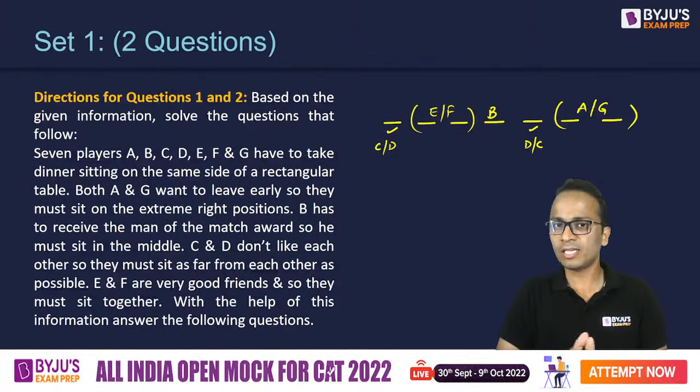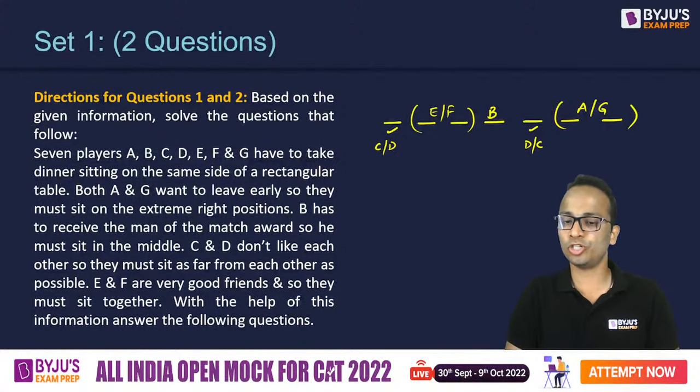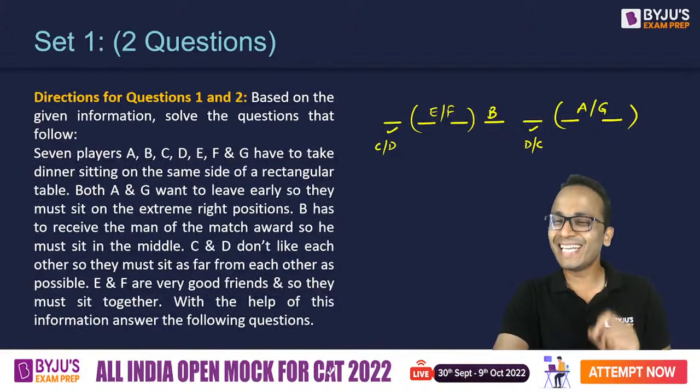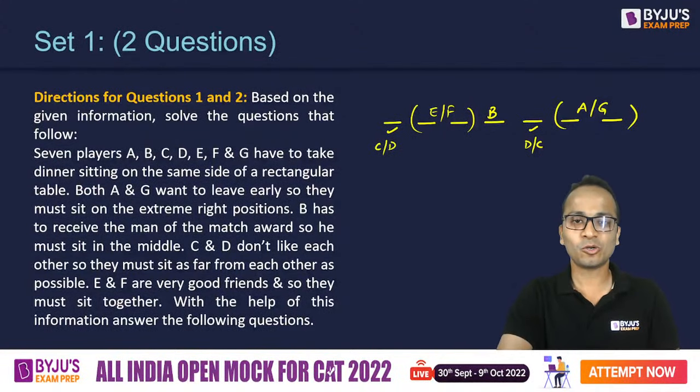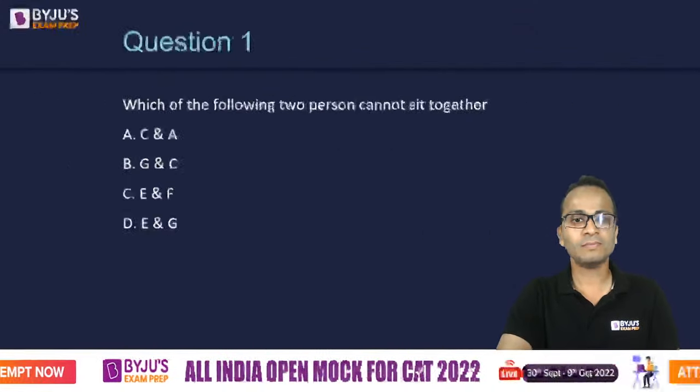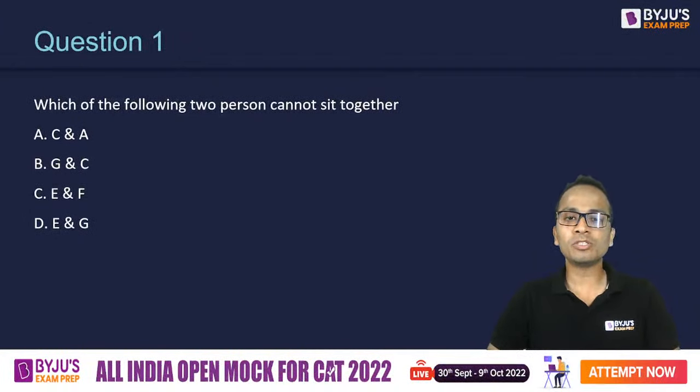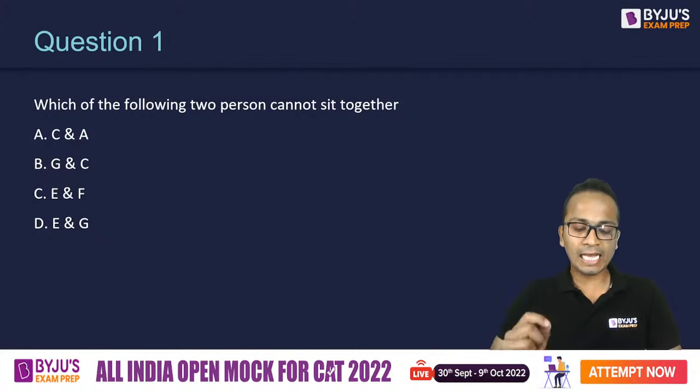Now, based on this, let us look at the next 2 questions. So question number 1 on your screen. I'll not give you more than 10 seconds. You can answer it very quickly. Which of the following 2 persons cannot sit together? Post your answer as option A, B, C or D.